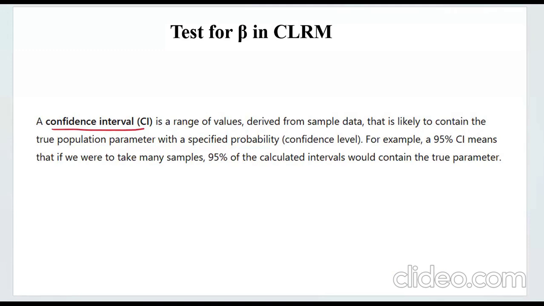What is a confidence interval? It is a range of values derived from the sample data that is likely to contain the true population parameter with a specified probability, that is the confidence level. For example, a 95% confidence interval means that if we were to take many samples, 95% of the calculated intervals would contain the true population parameter. So this is the definition of the confidence interval.